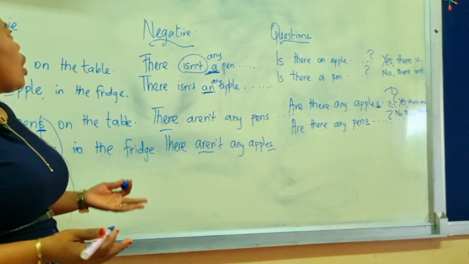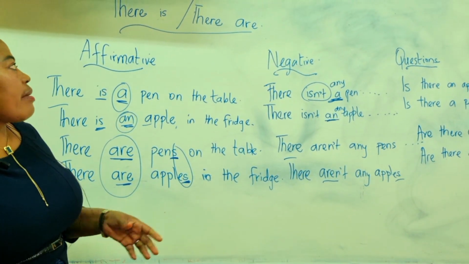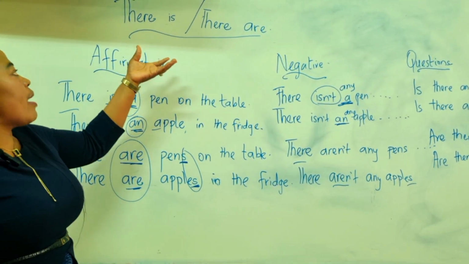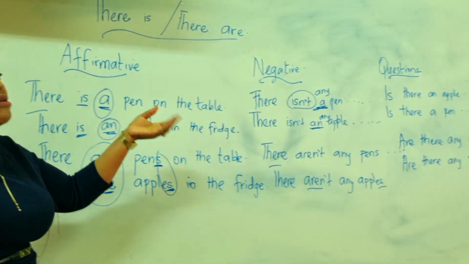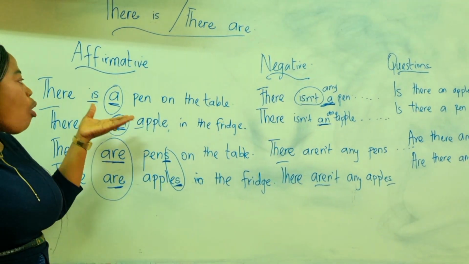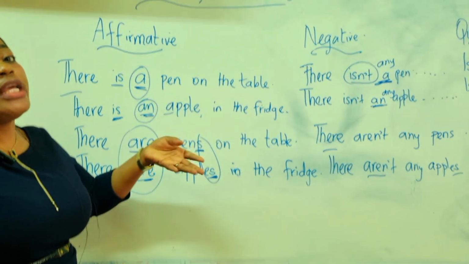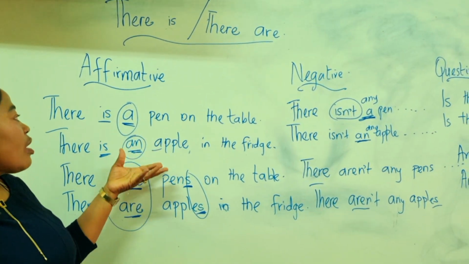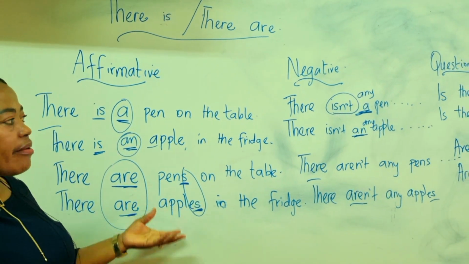Okay, so that is all about there is and there are. When you want to know about there is, there are, you should take note of the affirmative, the negative, the questions, and the short answers. So for affirmative, always take note of the noun. Is it in the singular form or in the plural form? If it is in the singular form, just use there is. But if it is in the plural form, use there are.